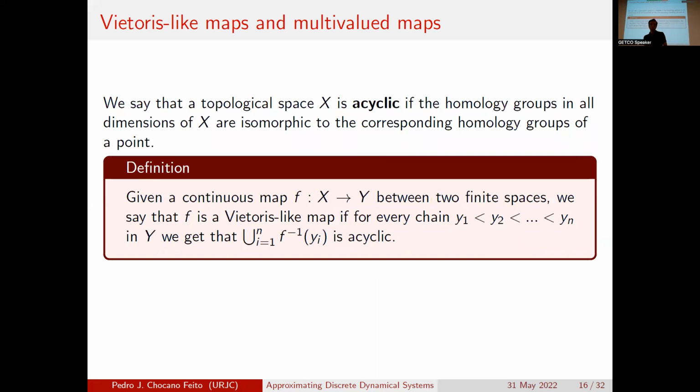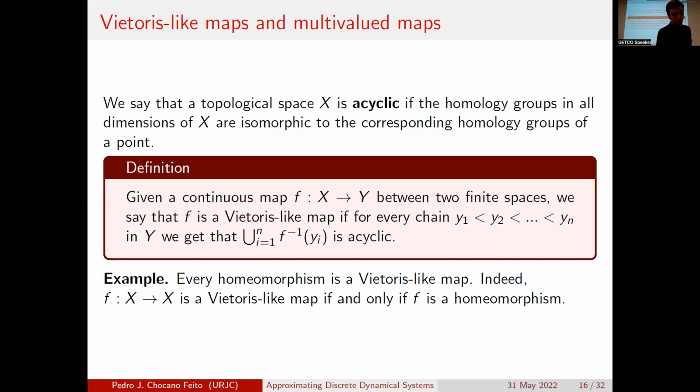Now I will give you the definition which plays a central role here, which is the definition of a vietoris-like map. If we have a continuous map between two finite spaces, we say that F is a vietoris-like map if for every chain in Y, this set is acyclic, right? Where by acyclic, I mean a topological space is acyclic if its homology groups are the same as the homology groups of a point. So this is our condition, and this is the class of maps that I will consider, vietoris-like maps.